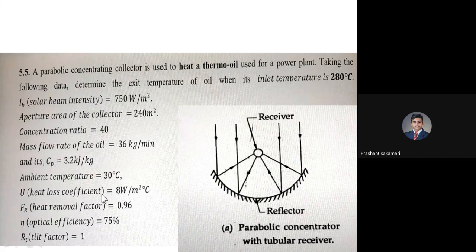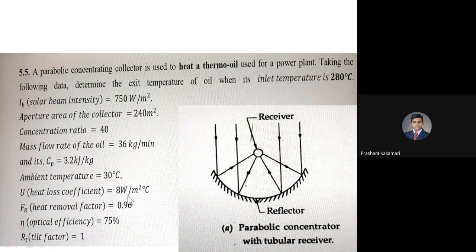Then Cp of oil is 3.2 kilojoules per kg. Specific heat of oil is given. So, as I always told you, the mass flow is given and Cp is given, which means mCp delta T will help us to find out the outlet temperature. Very simple.